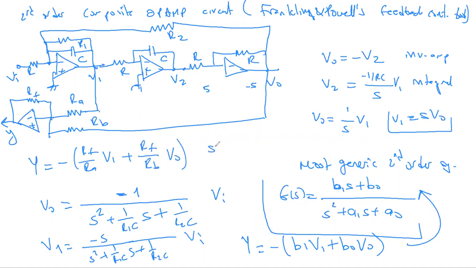This is the summing amplifier input-output relation that we have derived before. So as you can see here, we can say that b1 is equal to RF over RA and b0 is equal to RF over RB. This is how we can obtain a generic transfer function that is given to us.